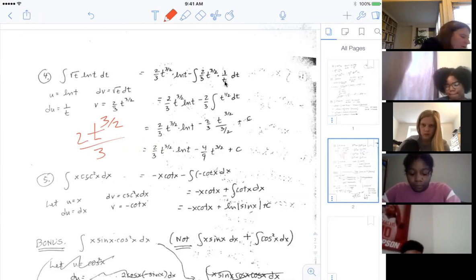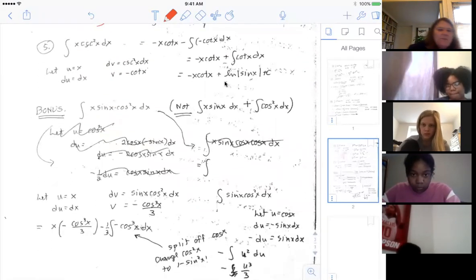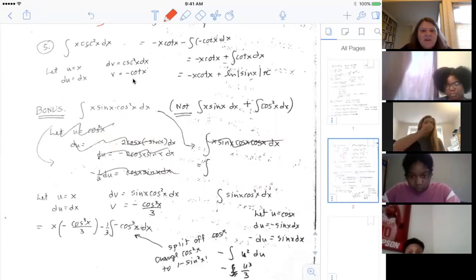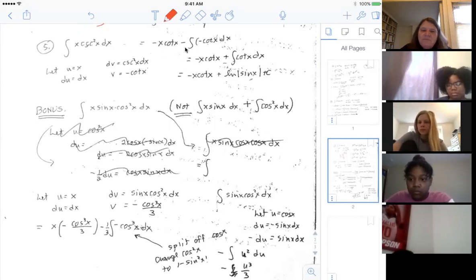All right, on 5, another one that was pretty easy. I let u be x. I let dv be cosecant squared. The integral's minus cotangent. We just went from uv minus the integral of v du. We know the integral of cotangent is log of sine x. Everybody got that one just fine.